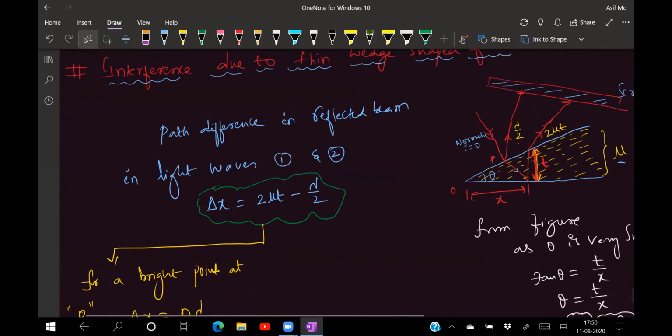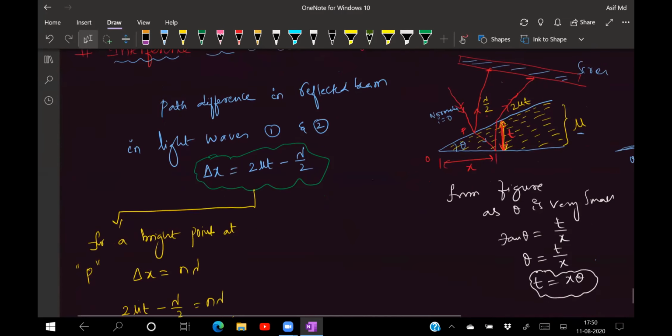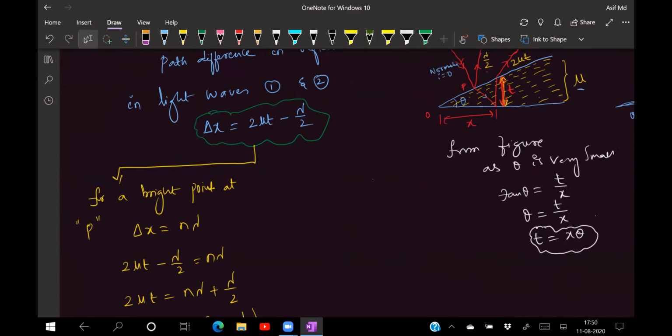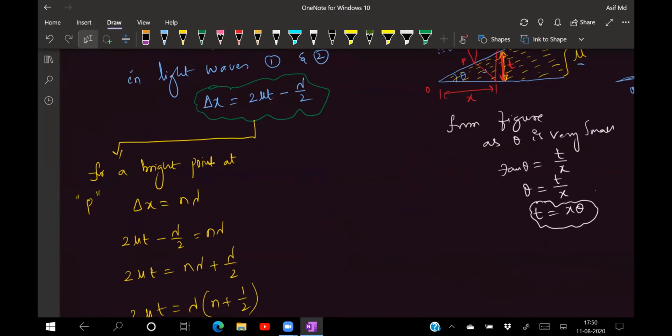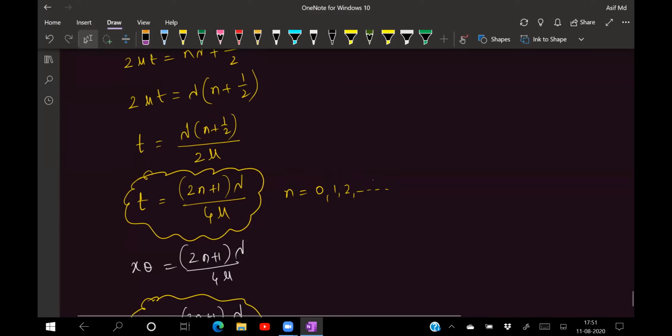So don't use much of your knowledge. Just remember that for wedge-shaped films, the path difference is delta x is equal to 2 mu t minus lambda by 2. For a bright point at P, if it is the given condition, then delta x is equal to n into lambda. Just write that value in the path difference and simplify it. You get the thickness of the film. So t is equal to (2n plus 1) into lambda by 4 times mu. Mu is the refractive index, n is nothing but integers like 0, 1, 2, 3, go on. Now thickness at T will be equal to how much from the figure?